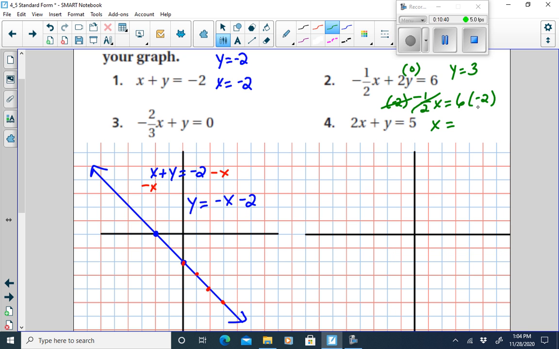Right, that's going to be 6 times negative 2. That's going to be x is equal to negative 12. Well, that's kind of a tough one to do. Let's see, am I going to be able to fit that? X is negative 12. 1, 2, 3, 4, 5, 6, 7, 8, 9, 10, 11, 12. I'm going to have an x-intercept all the way over here.